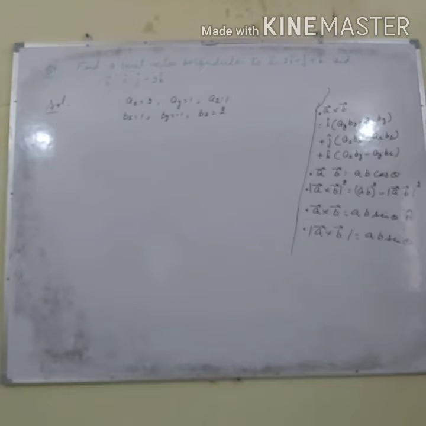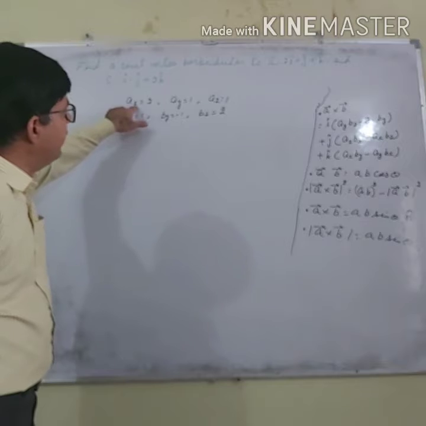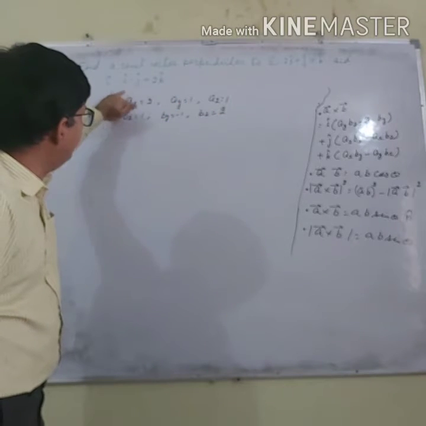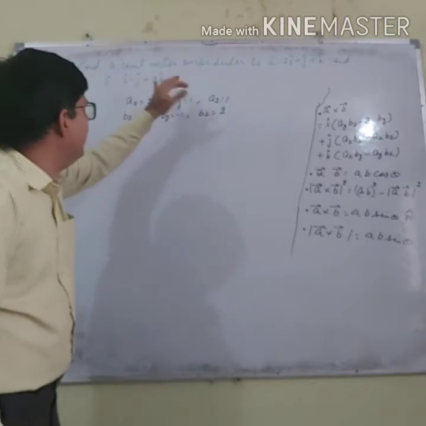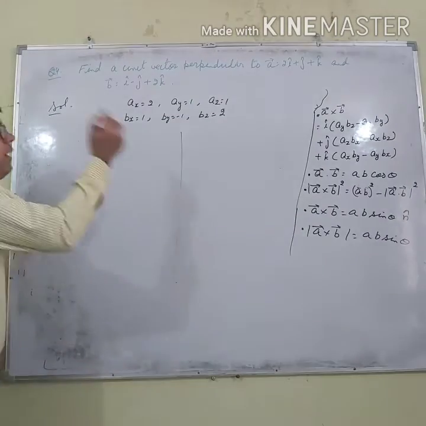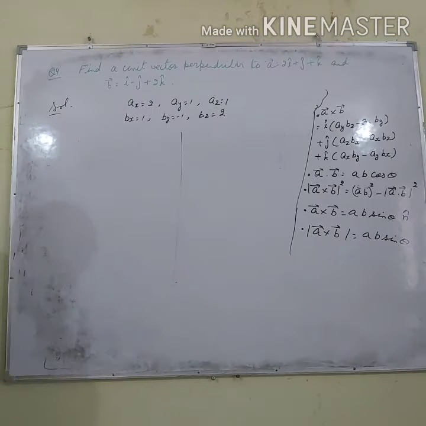Next question is on the screen. Find a unit vector perpendicular to vector A equals 2i cap plus j cap plus k cap, and vector B equals i minus j plus 2k. So first of all you have to find the values of AX, AY, AZ from vector A, and find the values of BX, BY, BZ from vector B. Now what do I have to calculate? I have to calculate a unit vector perpendicular to both A and B.